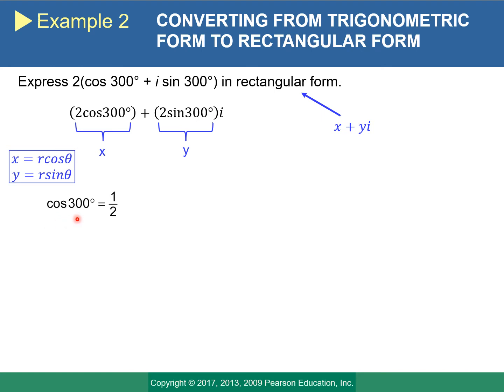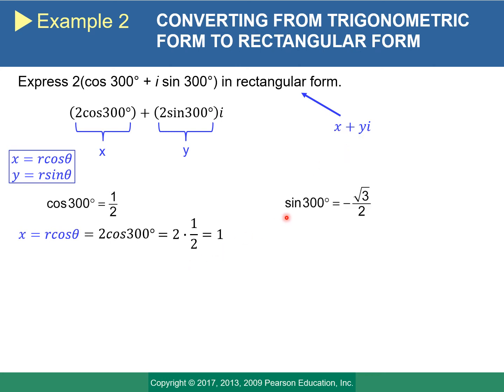So looking at cosine 300, either using your unit circle or your calculator in degree mode, cosine 300 is 1/2. So then to find x, you just say r times that value. So for us, that's 2 times cosine 300. And so we get 2 times 1/2, which is just 1. So x, in our rectangular form of our number here, is just going to be 1.